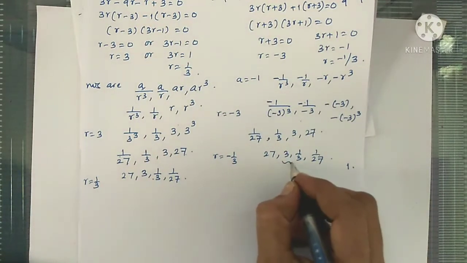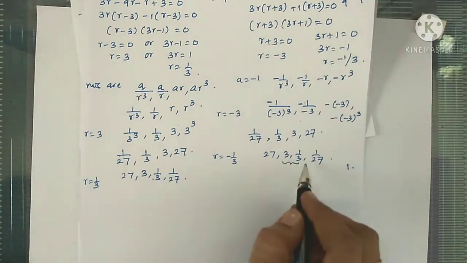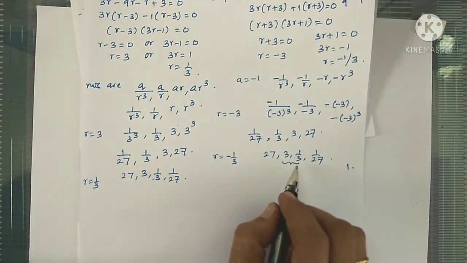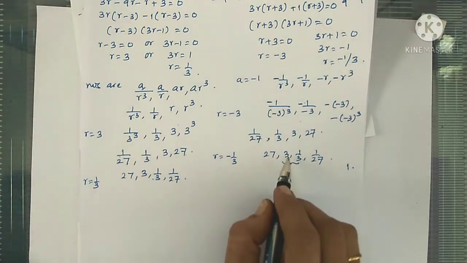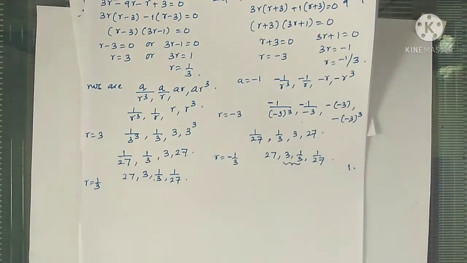See, the product is 1. It's obvious: 27, 27 get cancelled, 3, 3 get cancelled. And the addition of the middle two numbers, 3 plus 1 by 3, is 10 by 3. So these numbers are 27, 3, 1 upon 3, 1 by 27, or you can consider those numbers in reverse order.